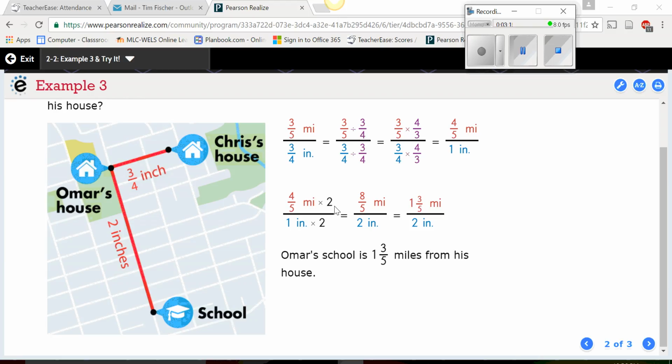So 5 times 1 equals 5. 4 times 2 equals 8. So 8/5 is how we get that answer. And then we can simplify that by taking 8 divided by 5 right here, right? 8 divided by 5 to give us 1 3/5 miles, which is where our answer comes from in the end. So that's another example looking at unit rates and ratios and how all of this stuff fits together.